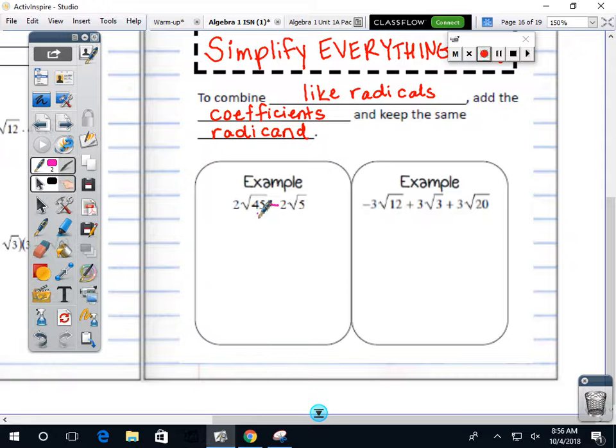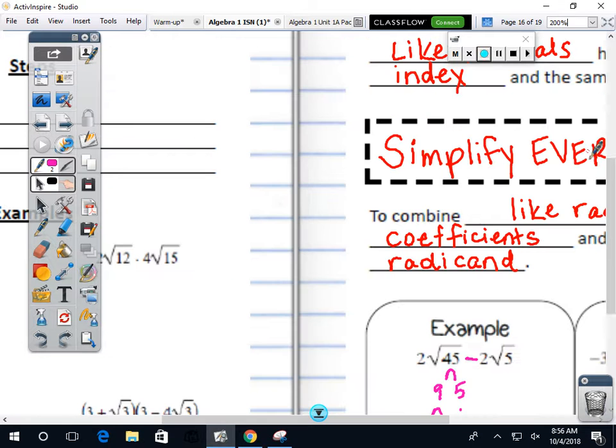So 45 can be factored 9 times 5. And then 9 will become 3 times 3. And then 5 is prime, so it just drops down. I'm going to try to make it a little bit bigger. Hold on.